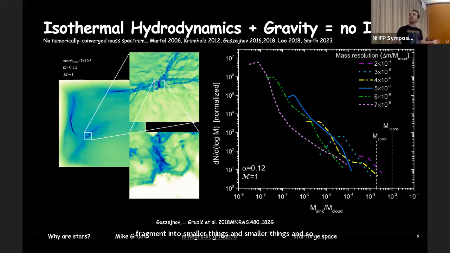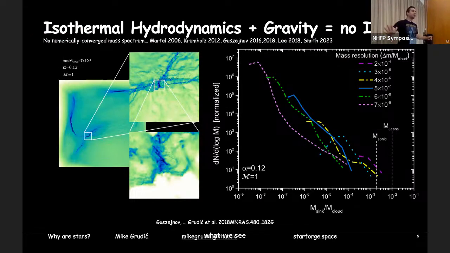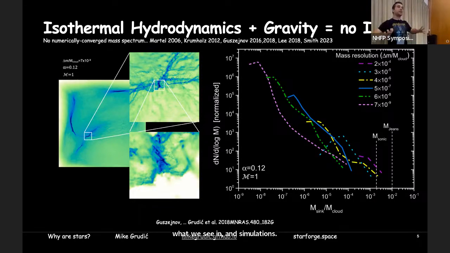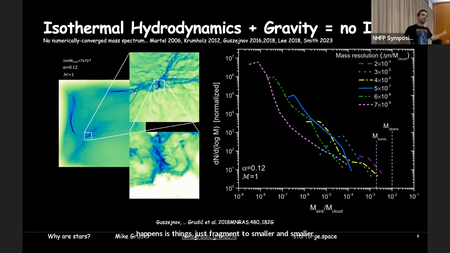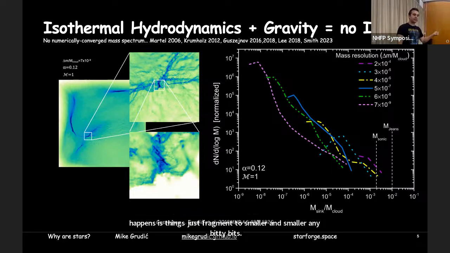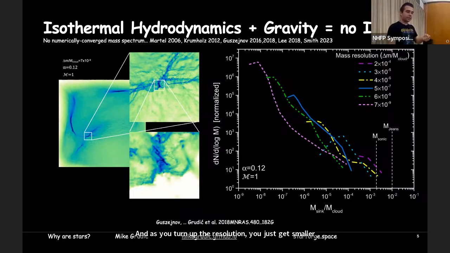And this is in fact exactly what we see in numerical simulations. When we simulate star formation, where the only equations are isothermal hydrodynamics and gravity, then we get no IMF whatsoever. There is no mass scale. What happens is things just fragment to smaller and smaller itty-bitty bits. And as you turn up the resolution, you just get smaller objects. And this is a consensus at this point.